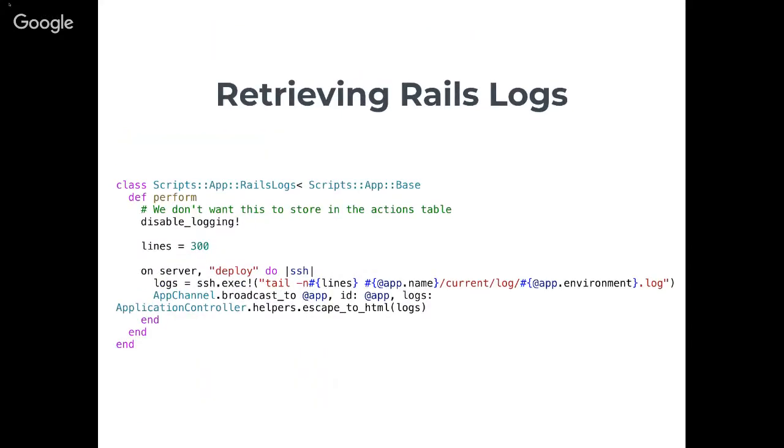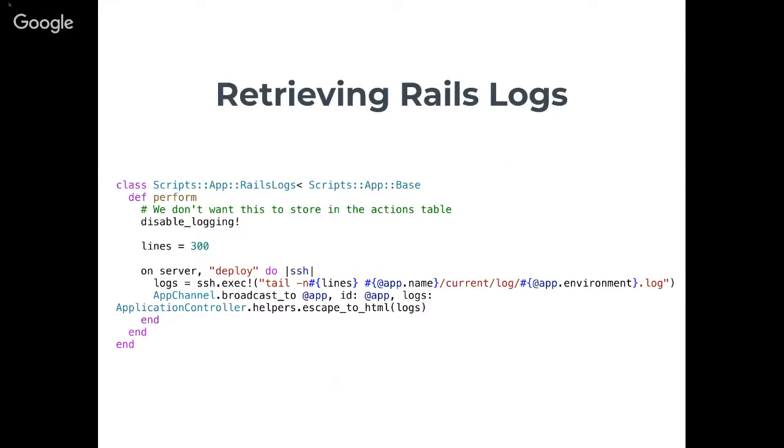Then one example of a script is grabbing your Rails logs. So I have a tab where you can click on it, and it will immediately fire off a Sidekiq job that runs this script, which simply says, we don't want to log this action into the actions table, and we're going to grab 300 lines of your Rails logs. And so this goes in on the server as the deploy user. We start an SSH connection, and then we run SSH exec, which is the command that you would just run on the server if you were already connected.